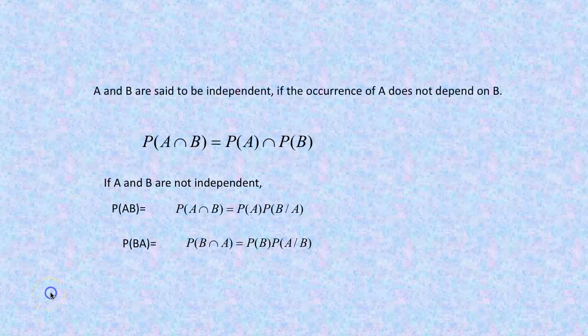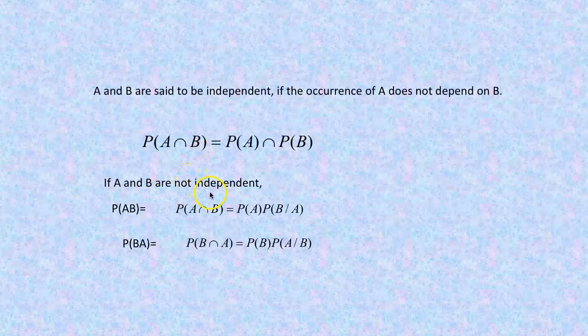This video attempts to explain problems in probability which are used in grade 11 and 12 mathematics. A and B are said to be independent if the occurrence of A does not depend on B. So in mathematical language, we say probability of A intersection B is probability of A times probability of B if A and B are independent.